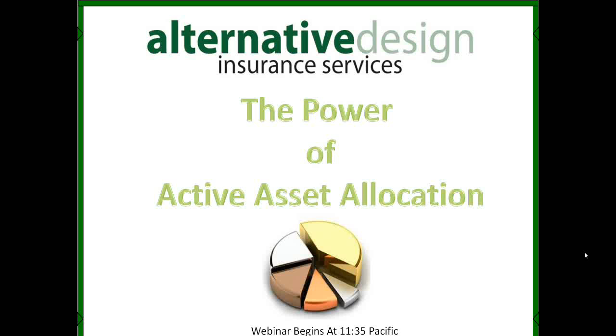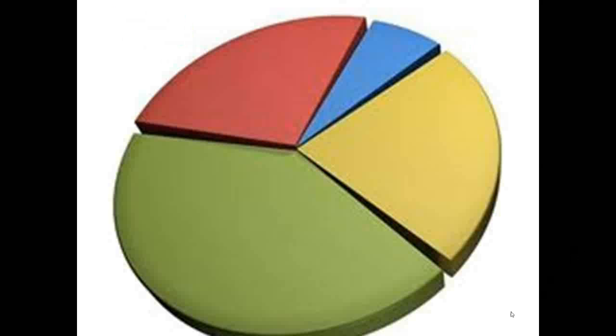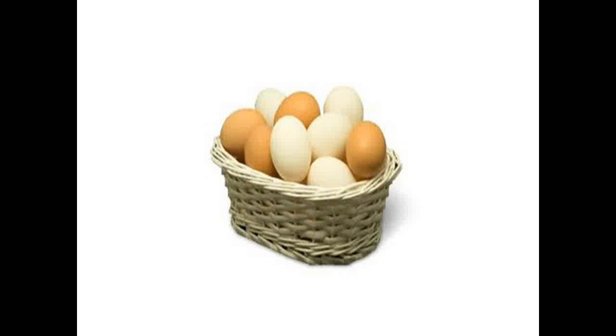Today's presentation is on active asset allocation. And when I talk about active asset allocation or just asset allocation in general, a lot of people think of a different word. They think of diversification, and they think if you've got one, you've got the other. And the reality is you don't. There is a difference between diversification and asset allocation.